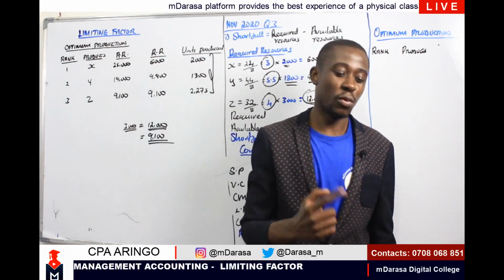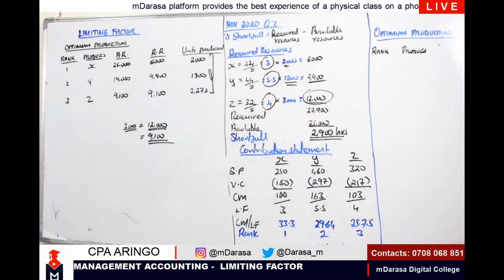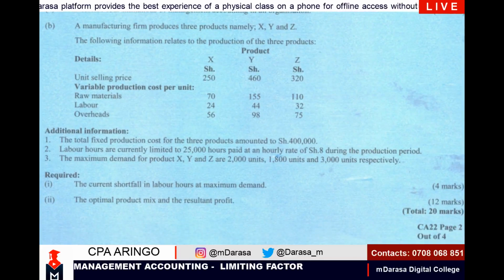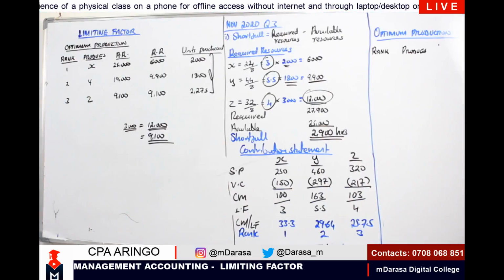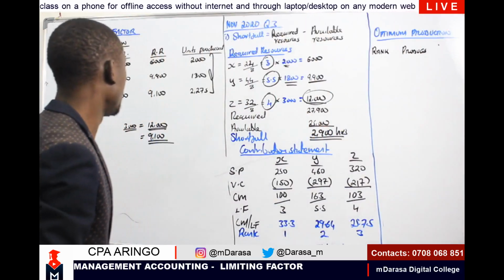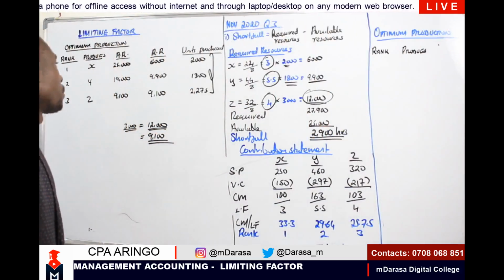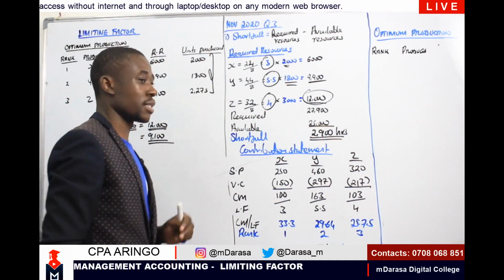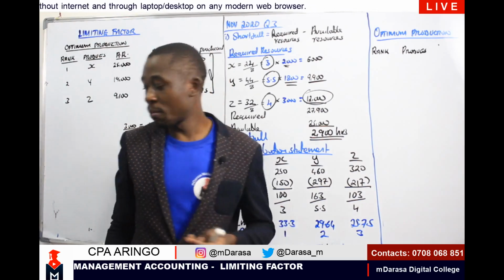But we are not done with the question. Why? Because this is the last thing that the examiner wanted us to do. The examiner wanted us to determine the optimum product mix and the resultant profit. Already we have our optimum production mix. So we need to determine, with this case, what will be our optimum profit.